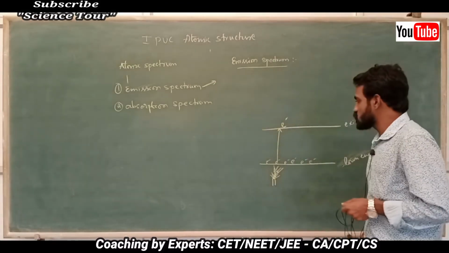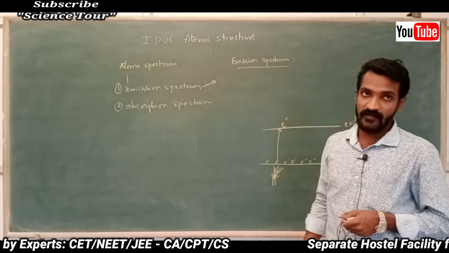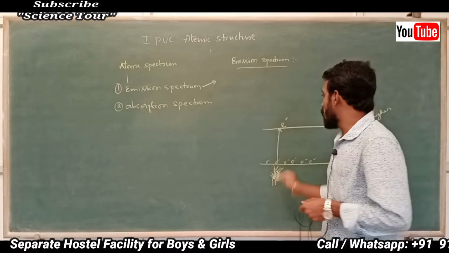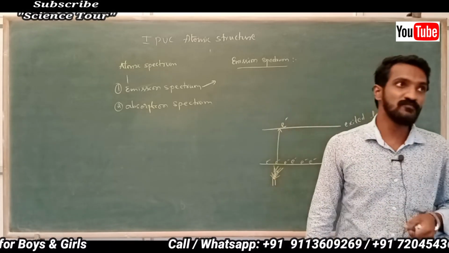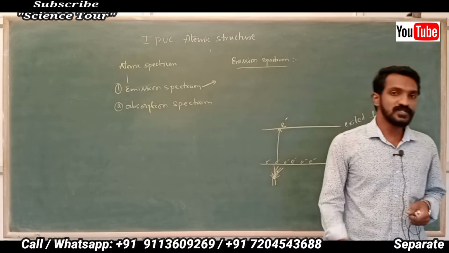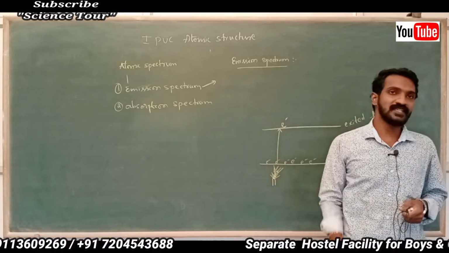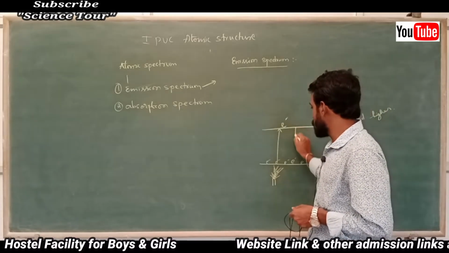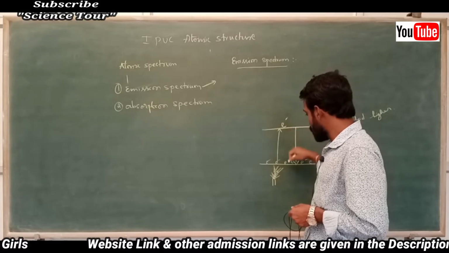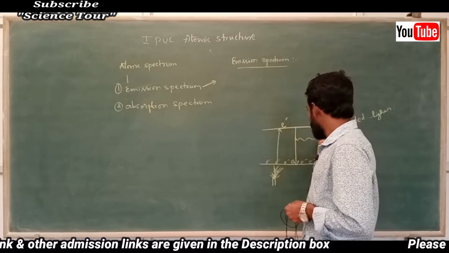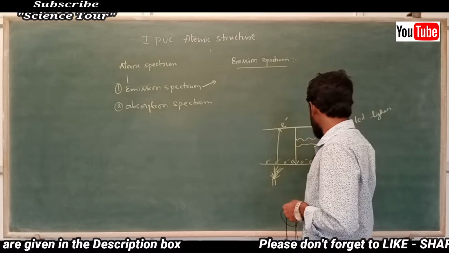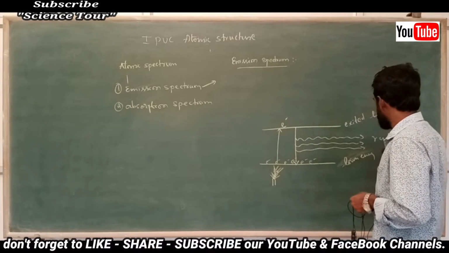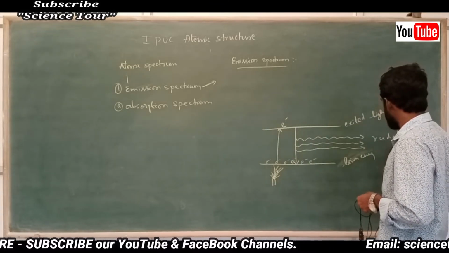But my dear students, that higher energy level is not stable. It always has a tendency to come back to its original position. The higher energy level is unstable. It always tries to come back to the original level. This electron comes back to the original level by emitting radiation of different wavelength.